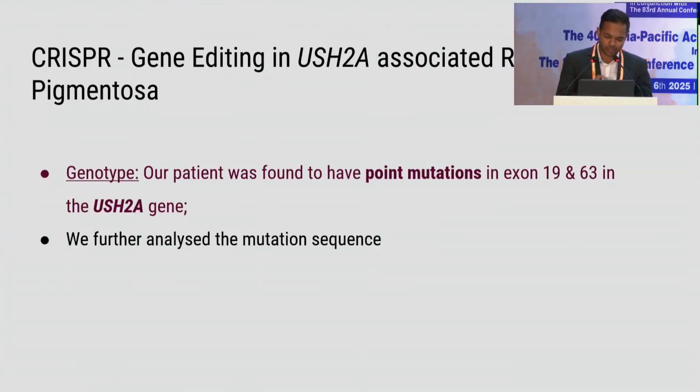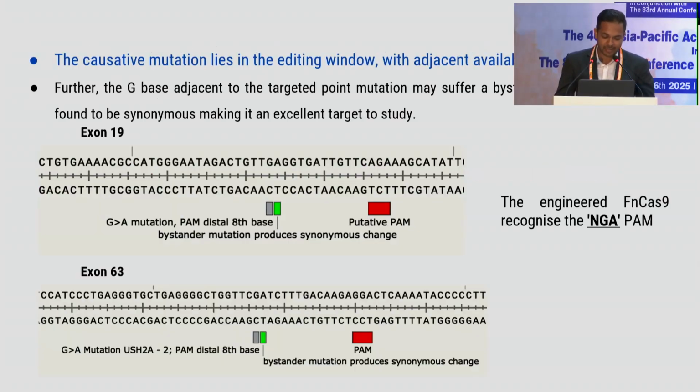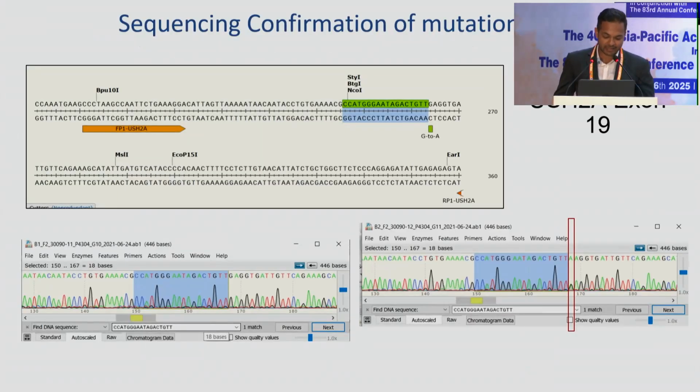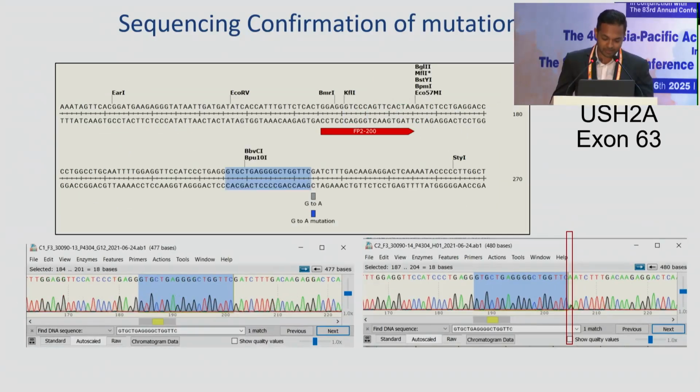So we chose the AIOS2A gene mutation with point mutations in both exon 19 and 63, and further analyzed whether we can do CRISPR gene editing. We generated patients' iPSCs, and thereafter did the gene edits in the patients' iPSCs.